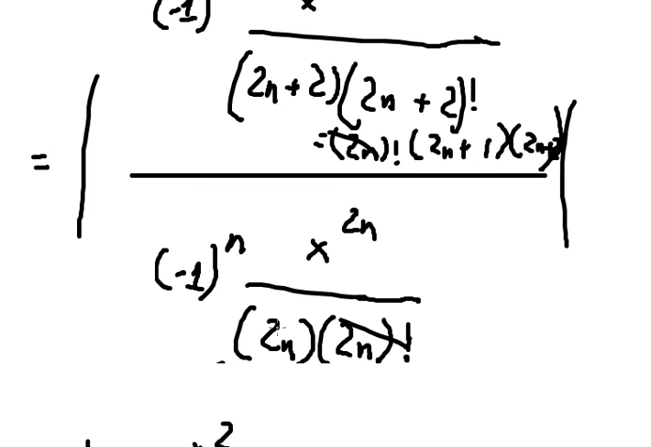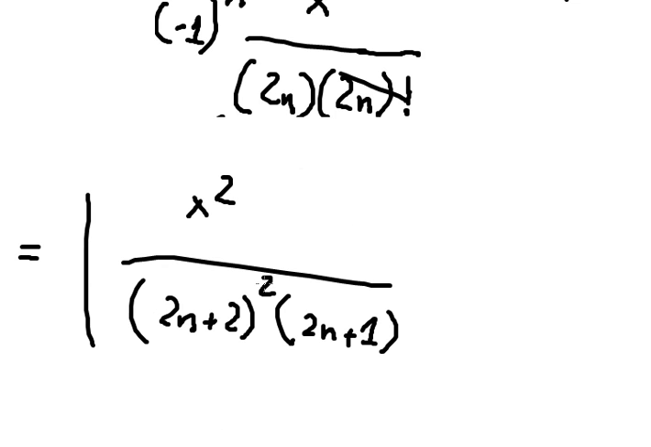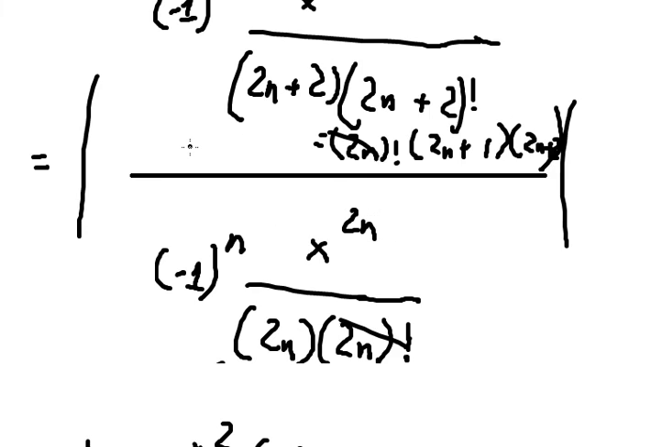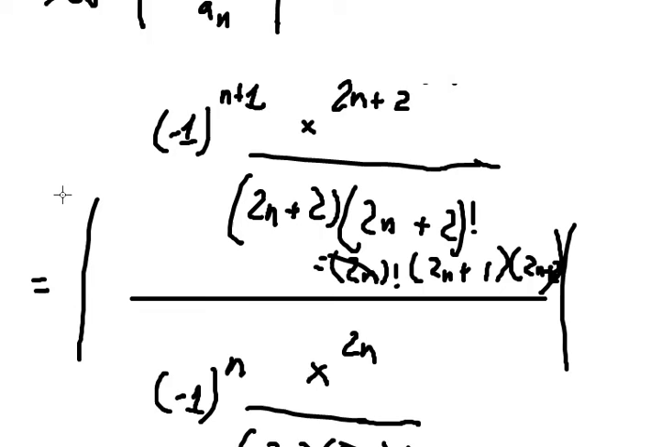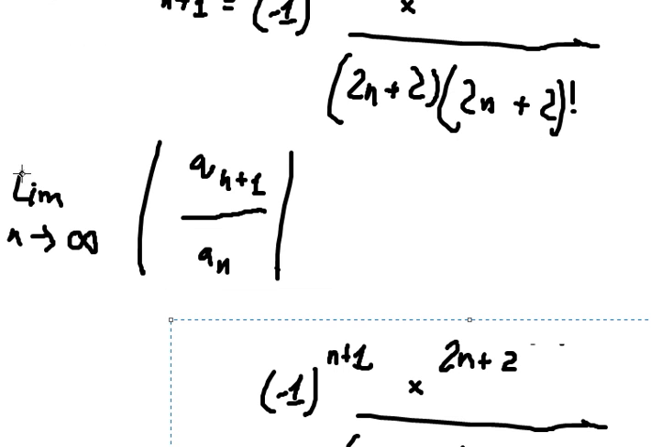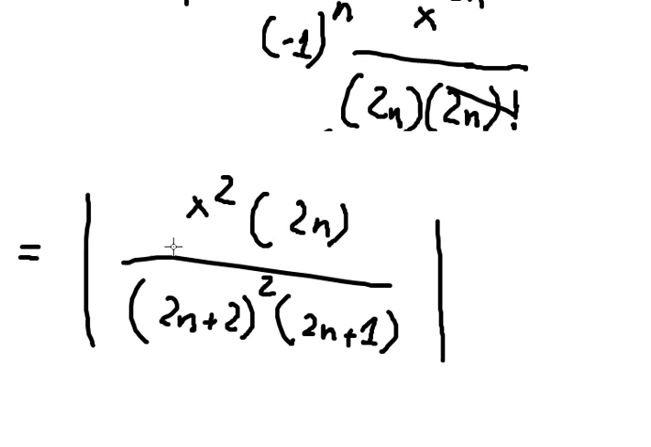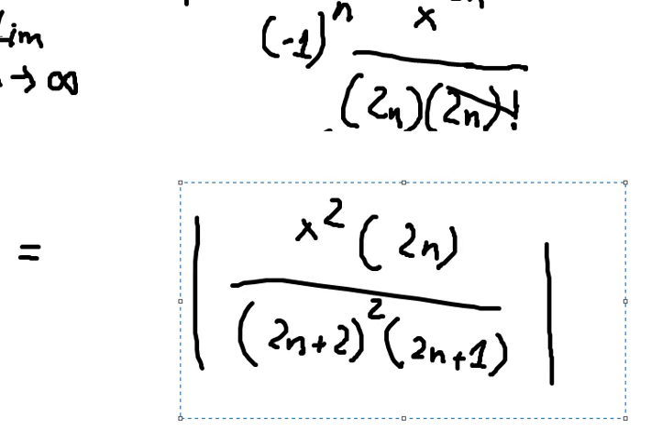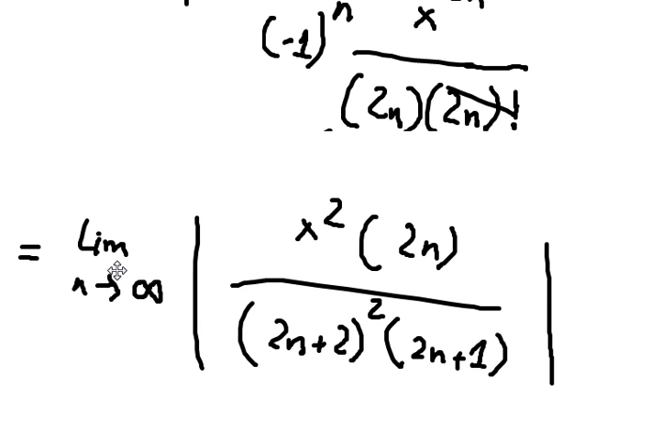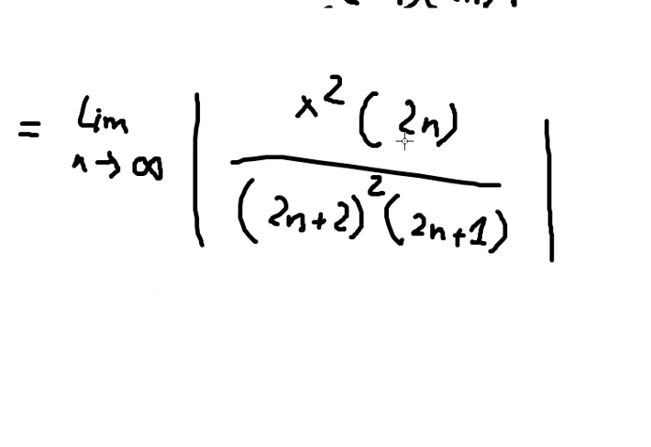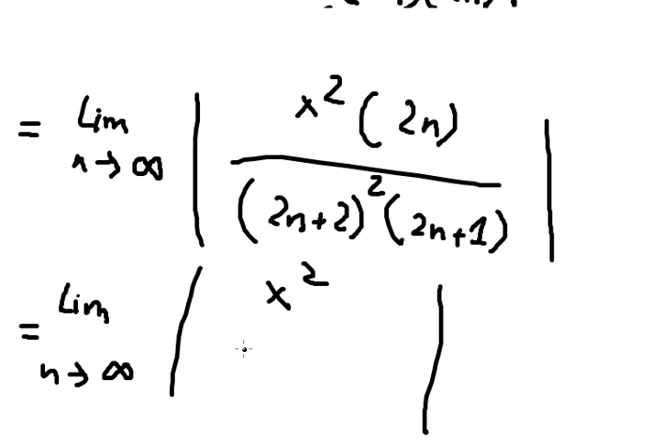And the next one, that is about 2n. Next, I will put the limit in here. So after we simplify, we can see that we divide by 2n. So 2n will go in here.